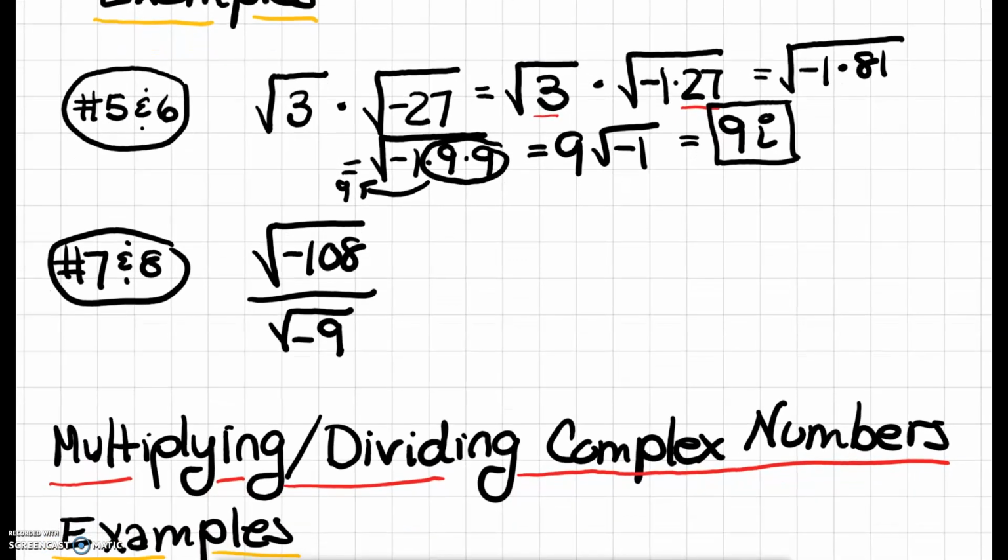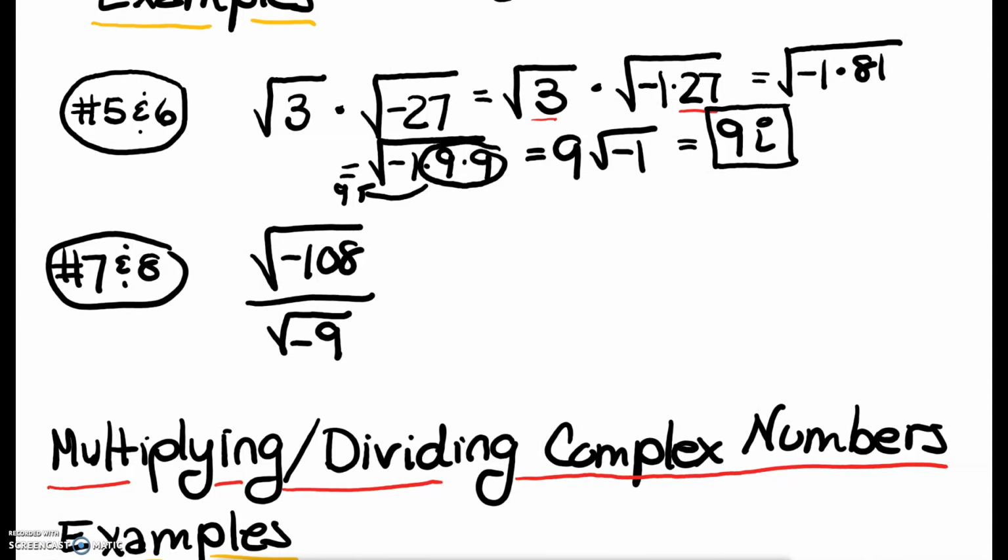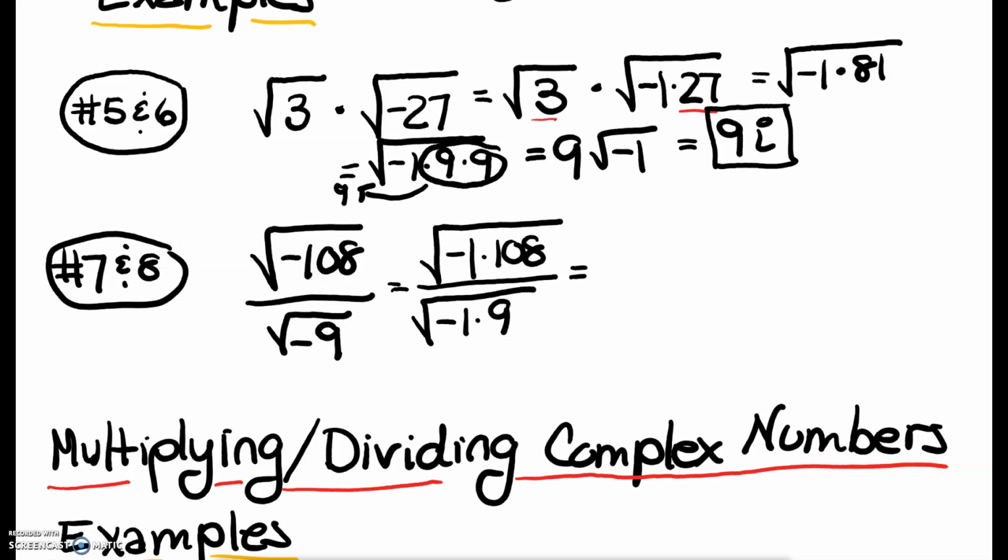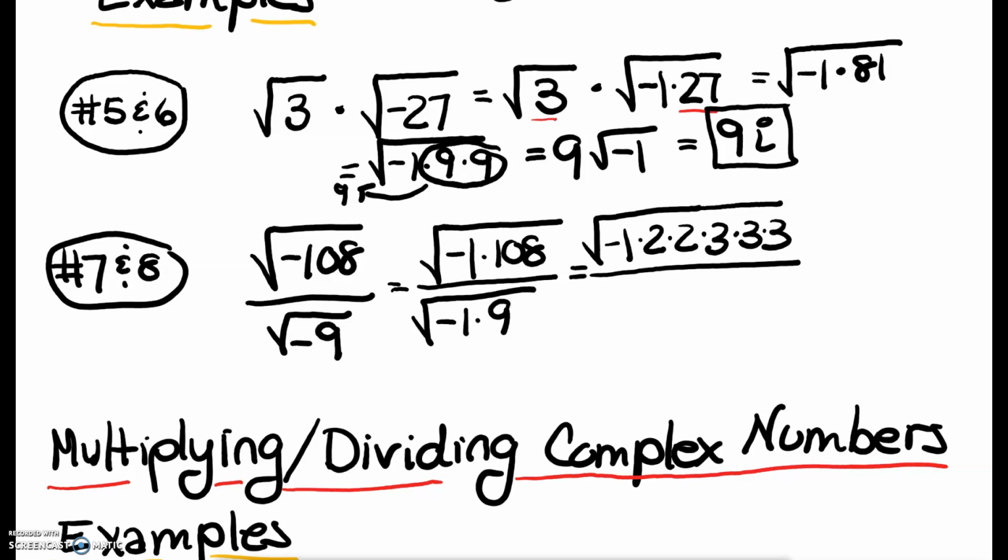How about when we divide? So what I do first is I always take my negative 1 out and I simplify. So I get negative 1 times 108 over the square root of negative 1 times 9. Well, 108 reduces to, let's see, 2 times 54. 54 is 2 times 27. 27 is 3 times 9, and 9 is 3 times 3.